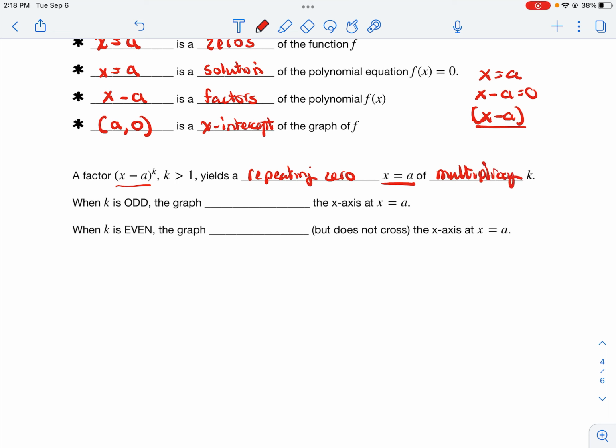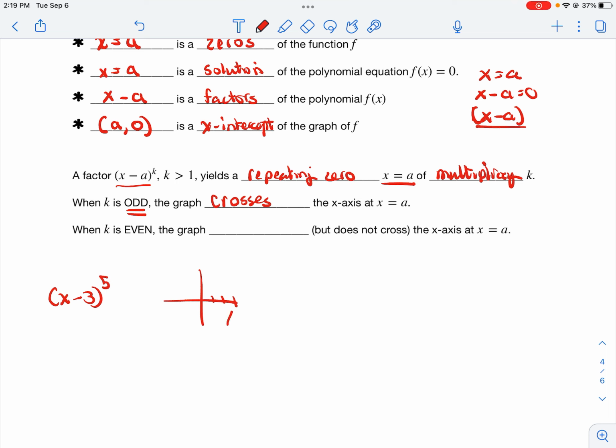Now, if k is an odd number, like x minus 3 to the fifth power, so it repeats an odd number of times, this affects the graph at that x-intercept. Your graph will go to that x-intercept and then cross it. It crosses the x-axis at x equals a. So on this graph at 1, 2, 3, I know my graph actually crosses the x-axis.